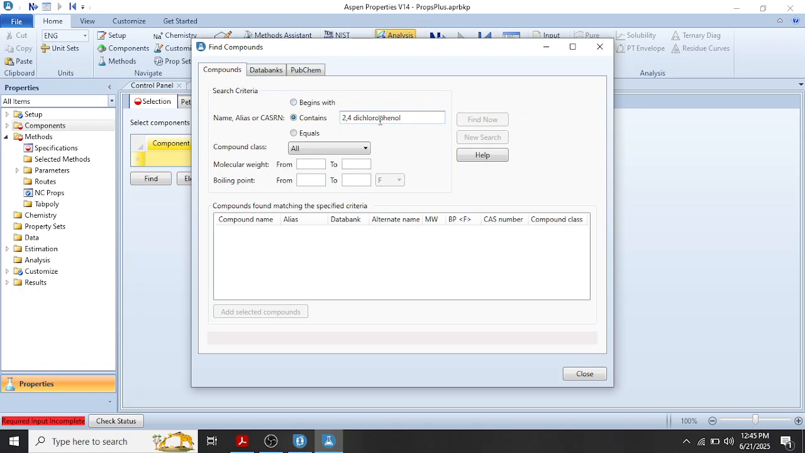Its molecular weight is about 163 grams per mole. So you can check it from online sources. Here there's no match. I will add dichlorophenol. It will take some time.